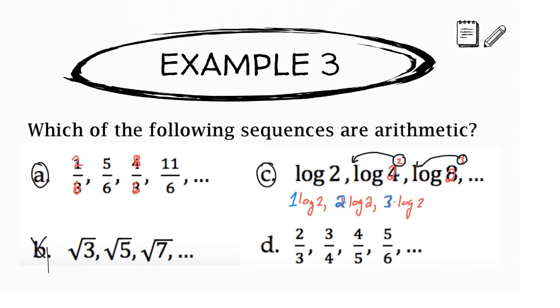Letter D, meanwhile, our last example here, is not arithmetic. The numerator is increasing according to an arithmetic sequence, and the denominator is increasing according to an arithmetic sequence. However, if you choose any 2 consecutive terms and you subtract the fractions, you will not get a common difference.